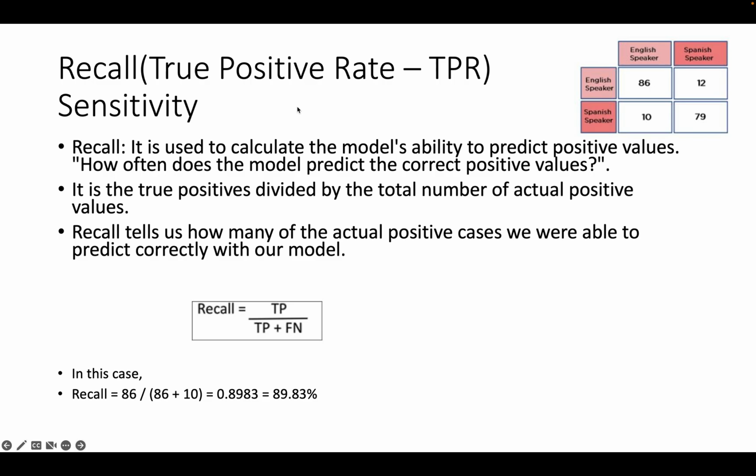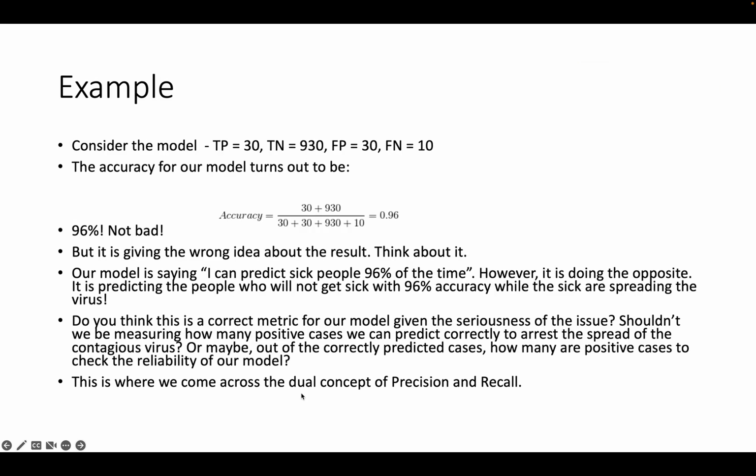Recall, true positive rate, TPR. Recall is used to calculate the model's ability to predict positive values. How often does the model predict the correct positive values? It is the true positives divided by the total number of actual positives. इधर पहले TP upon FP था, but actual positives, so it would be 86 plus 10, बराबर, तो 89.93%. That is the recall. Example, consider the model TP, TN, FP, FN.